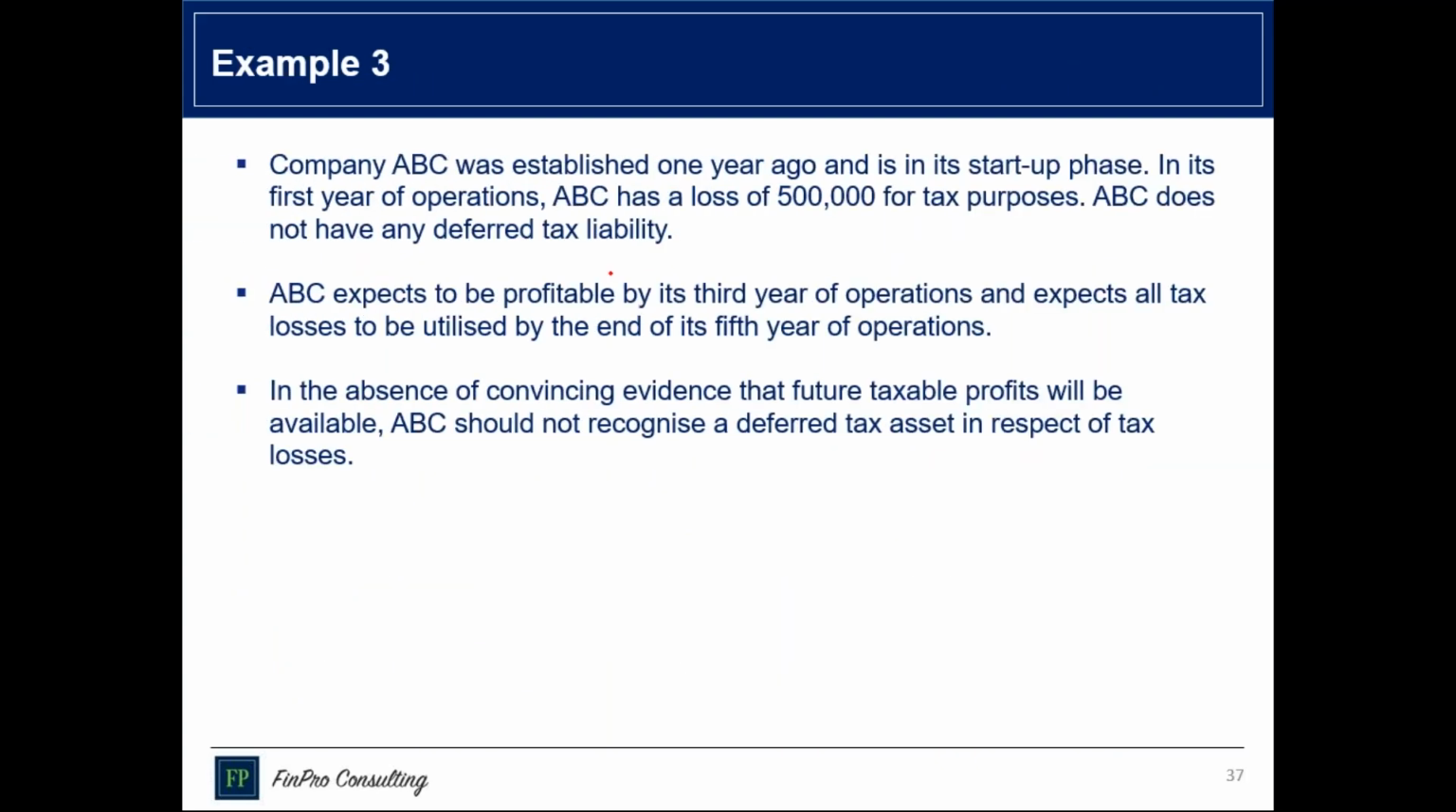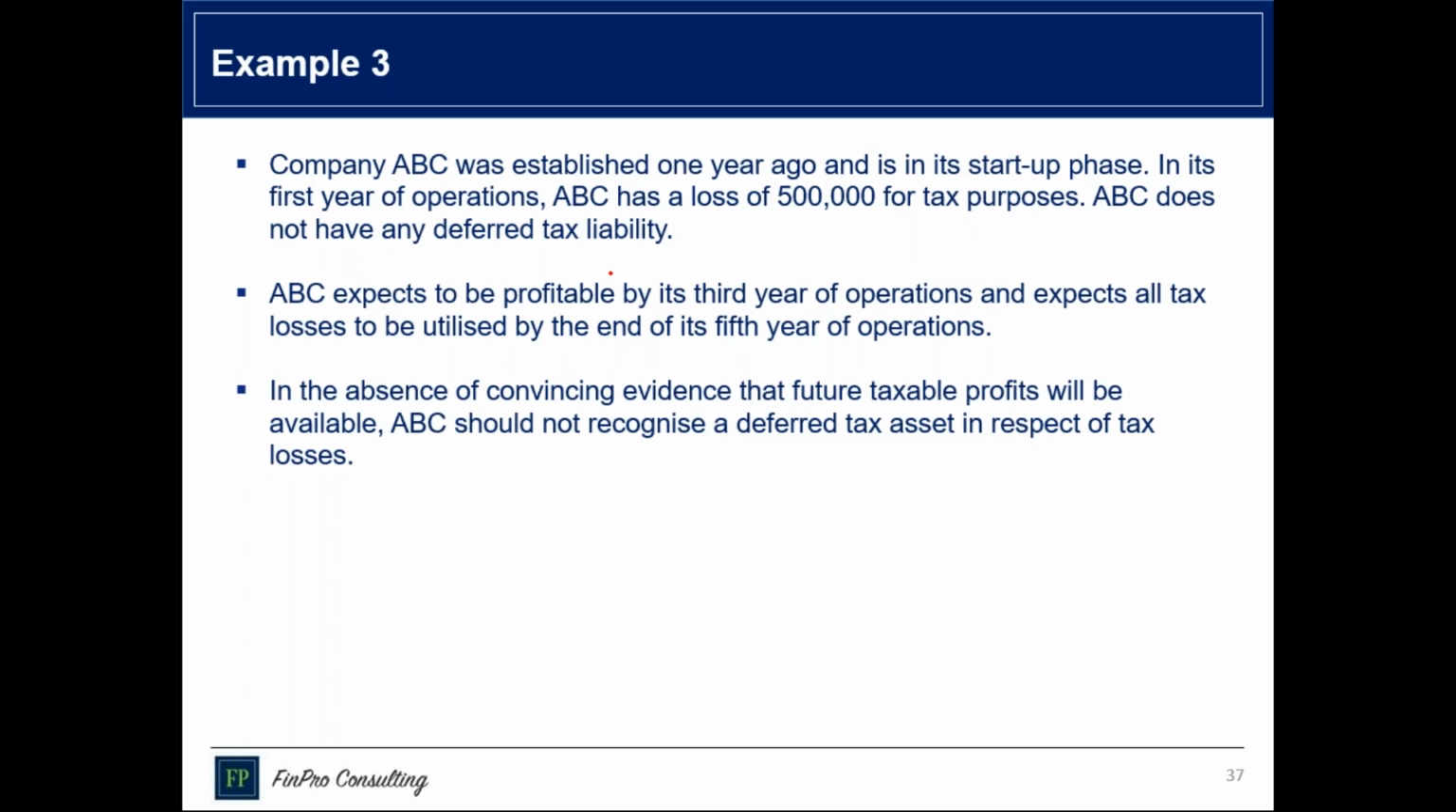So there's a case study around it. Company ABC was established 1 year ago and it is in a startup phase. In its first year of operations, ABC had a loss of 5 lakh rupees from a taxation perspective. ABC does not have any deferred tax liability as such against which this deferred tax asset can be set off. ABC expects to be profitable by the end of third year of operations and expects all tax losses to be utilized by the end of fifth year of operations.